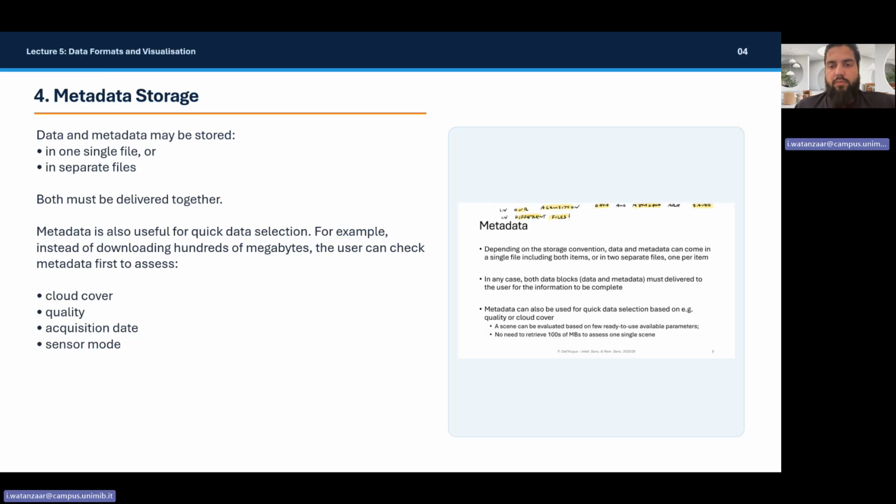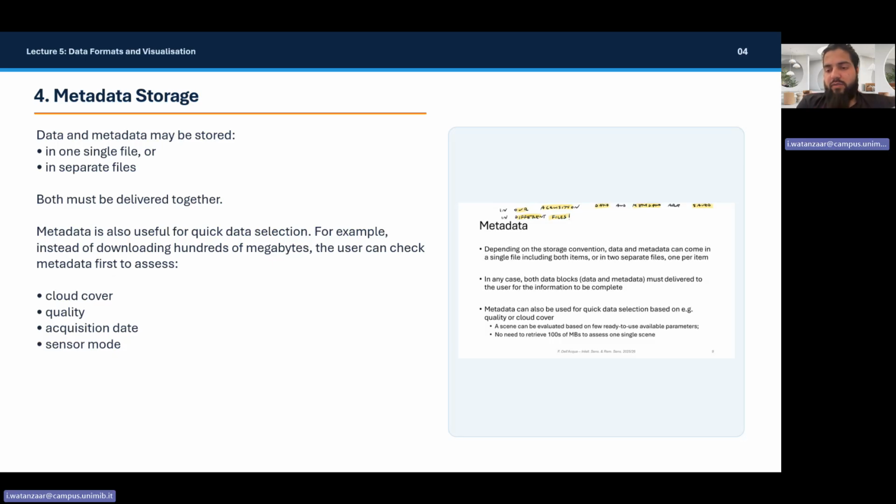The acquisition date is also really important for trend analysis, change detection analysis, or fast-changing phenomena, and sensor mode. So this is the metadata storage, and it will be stored either in a single file or in multiple files. Both must be delivered together, because metadata can give information about the data, but there is no actual data available. And we are defining metadata as information about the data.